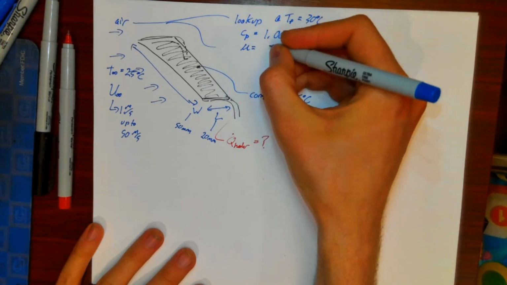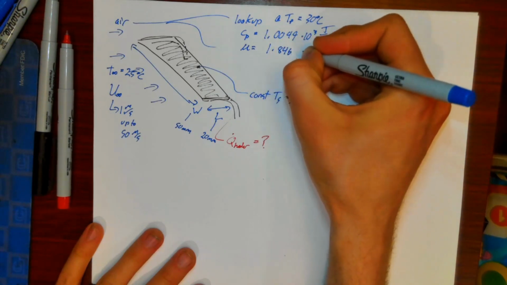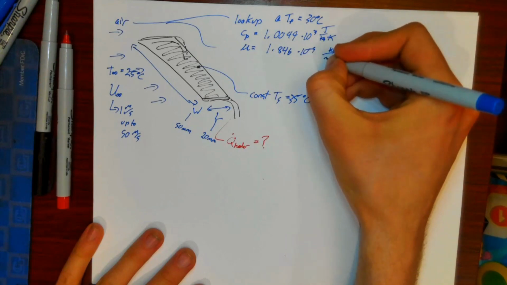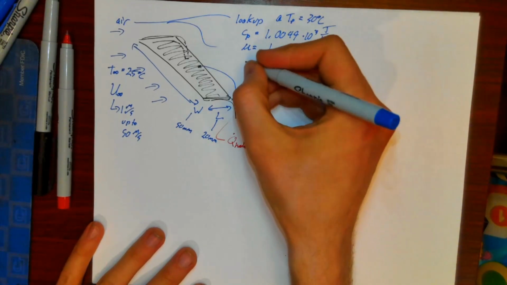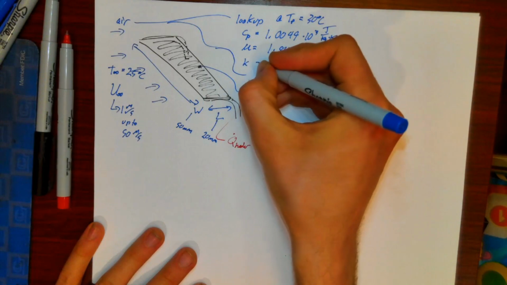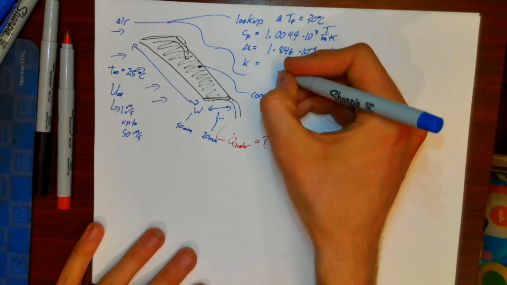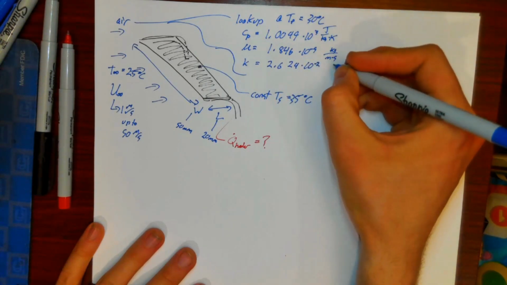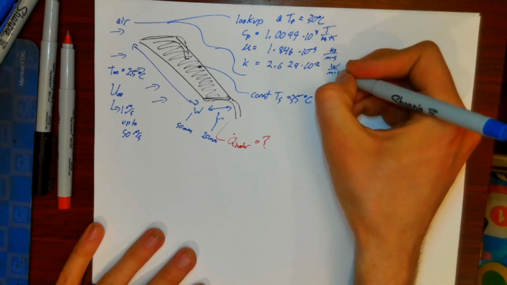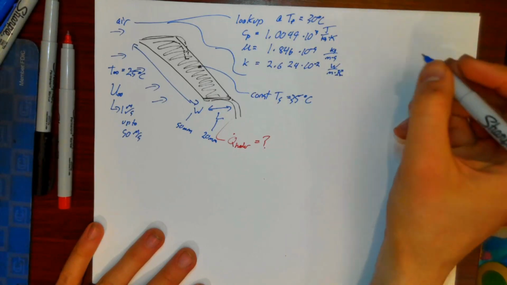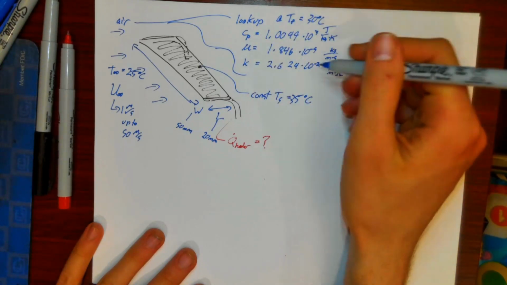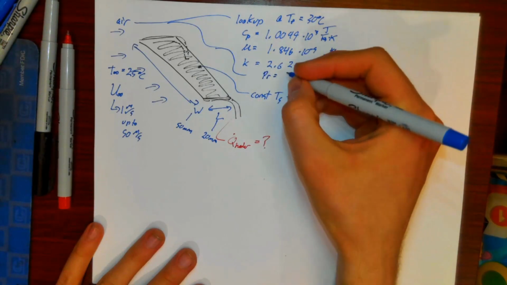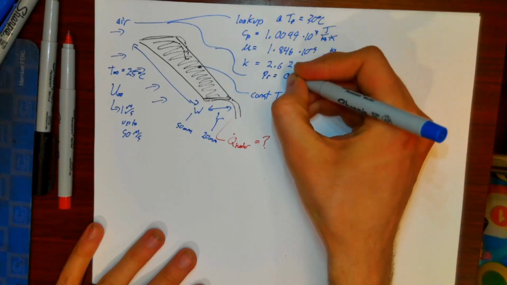Viscosity is equal to 1.846 times 10 to the minus fifth kilograms per meter second. Thermal conductivity of air at this temperature is equal to 2.624 times 10 to the minus 2 watts per meter Kelvin. And then you can use all these parameters to calculate the Prandtl number, which is equal to 0.71.